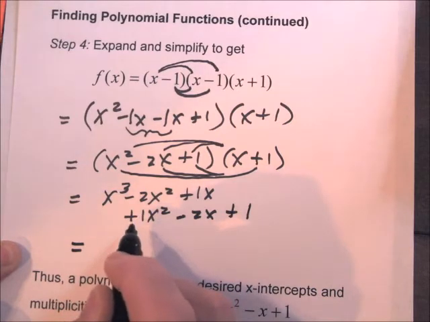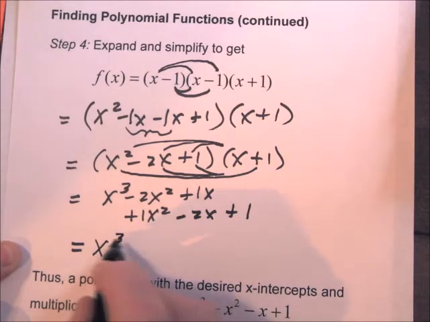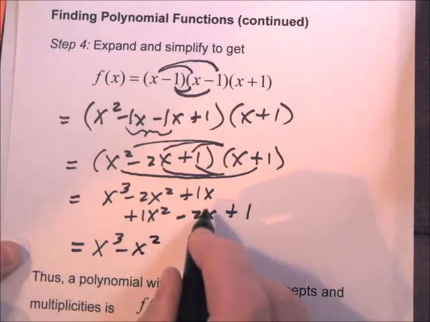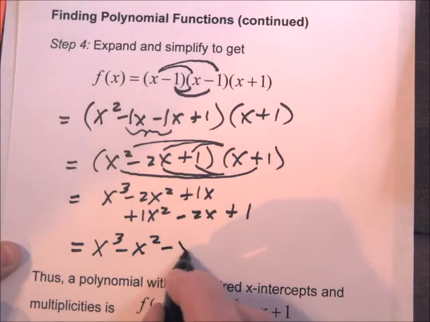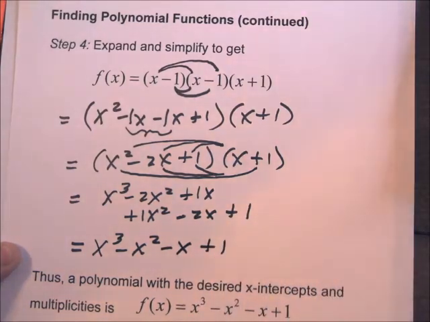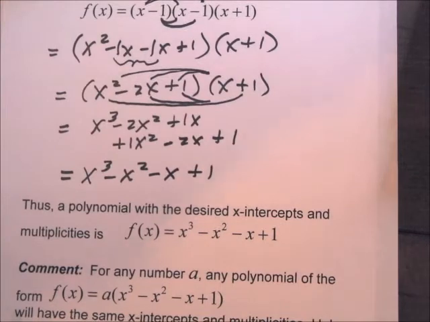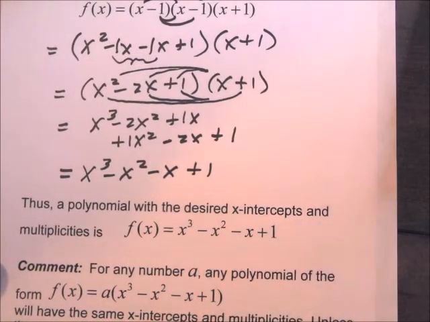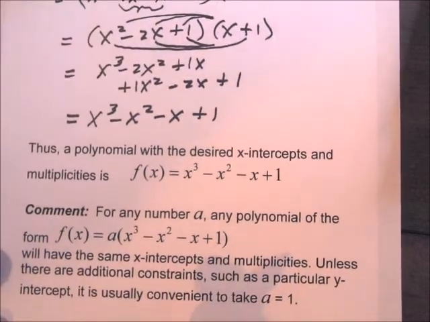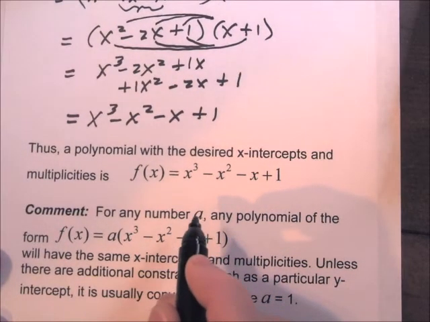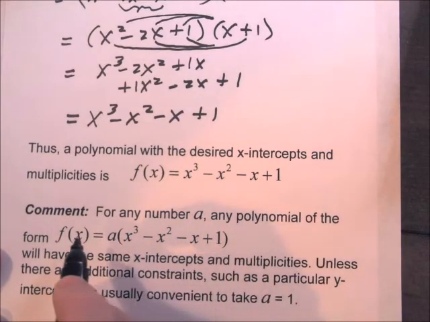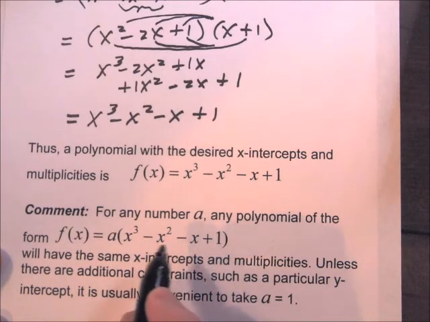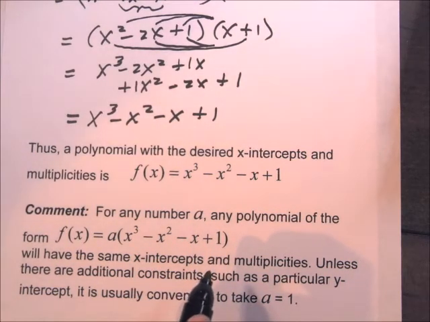Okay, so then if we combine like terms, we'll have x cubed minus 1x squared, which you don't really need to write the 1, minus x squared, be minus 1x, or just minus x, and then plus 1. So our function is f of x equal x cubed minus x squared minus x plus 1. And again, for any number a, the polynomial of the form f of x equal a times the quantity x cubed minus x squared minus x plus 1 will have the same x-intercepts with the same multiplicities.